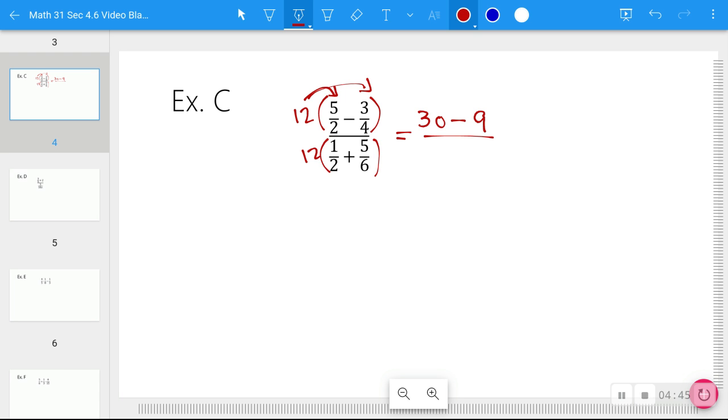Now you could multiply first. 12 times 3, 36. 36 divided by 4 is still 9. But it's usually easier if you'll divide first. So now on the bottom here, you got half of 12. And then we'll do this part here. 12 divided by 6 is 2. 2 times 5 is 10.